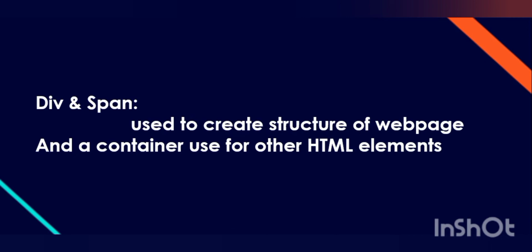For example, in a complete website there is a header, there is a footer and there are some sidebars. It is div and span which decide how much area will be covered by the header part, how much by the footer part, and how much by the sidebar part. Now we will see the difference between div and span.